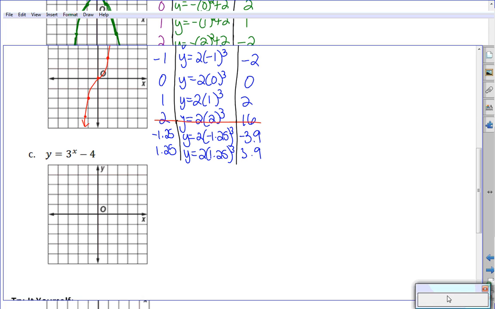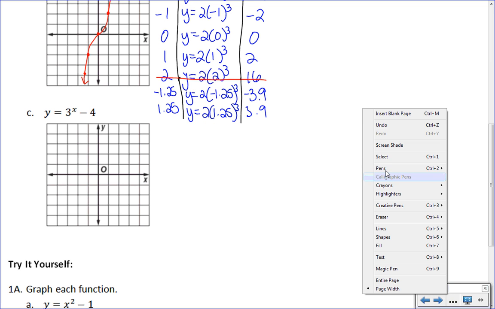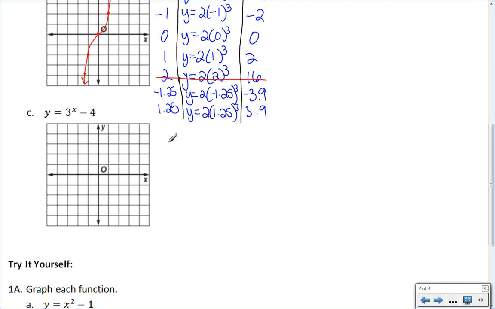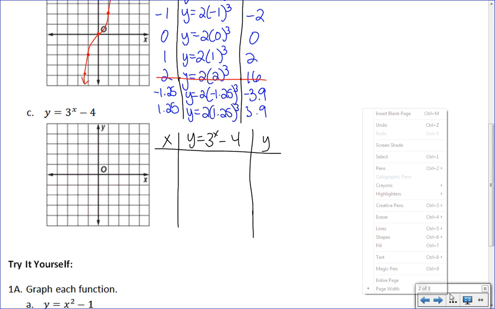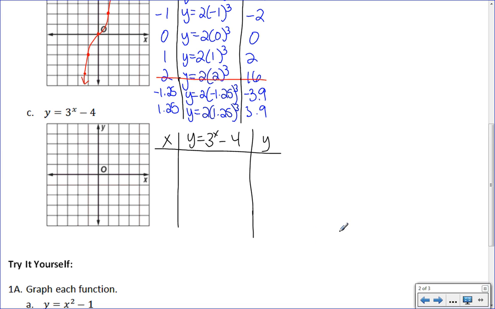Again, we'll create a table of values. And we should be able to use -2, -1, 0, 1, and 2 again. Okay, when we plug in -2 for x, we have y equals 3 to the -2 minus 4.